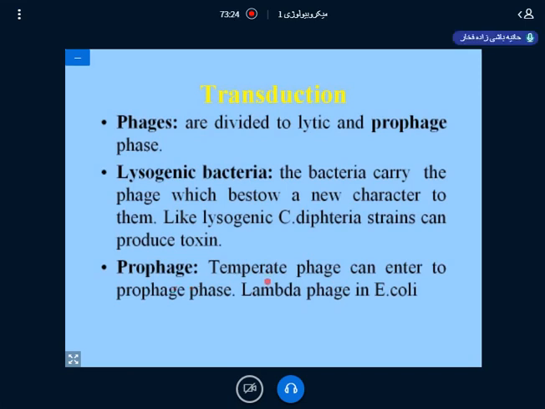Excuse me. And what is phage? Prophage means temperate phage can enter the prophage phase, like lambda phage. You should learn this. Lambda phage for prophage and lysogenic Corynebacterium diphtheriae for lysogenic bacteria. Please write this. Please write.